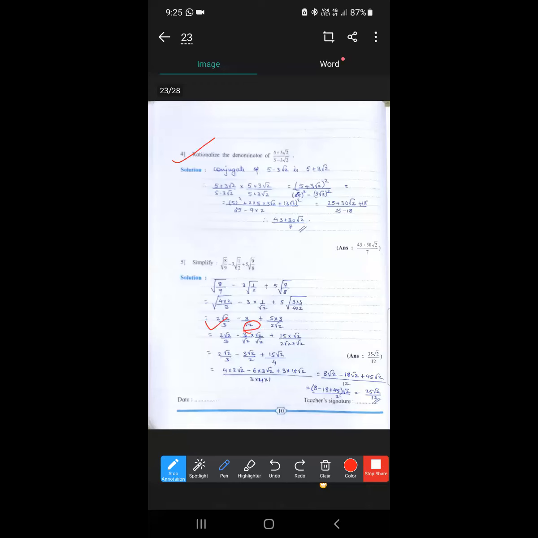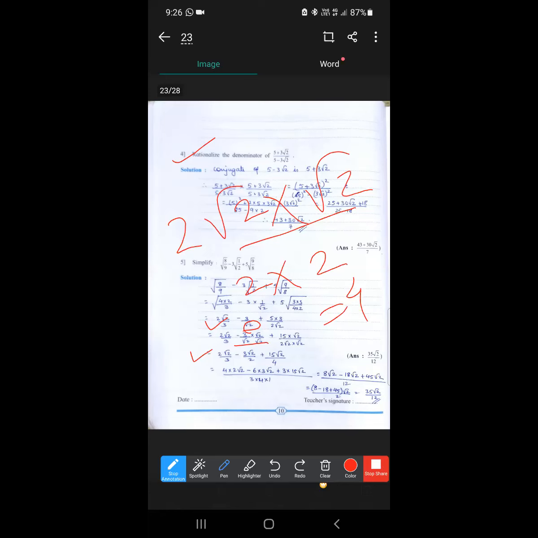So in the next step, 2 root 2 upon 3 as it is, minus 3 root 2 upon 2, because root 2 into root 2 will give you 2, plus 15 root 2. And here 2 root 2 multiplied by 2, 2 root 2 multiplied by root 2. So this root 2 will become 2, and this 2 into 2 will become what? 4. Okay. So in the next step, you can see the denominators 3, 2, 4.